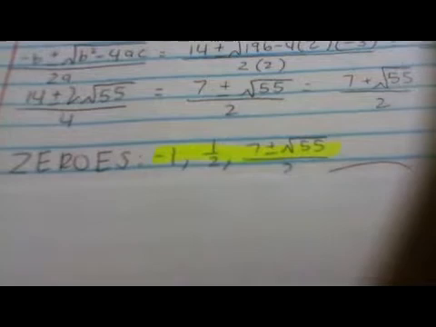We find that our 2 remaining zeros would be (7 plus the square root of 55) over 2 and (7 minus the square root of 55) over 2. So in total, our 4 zeros would be -1, 1/2, (7 plus the square root of 55) over 2, and (7 minus the square root of 55) over 2.